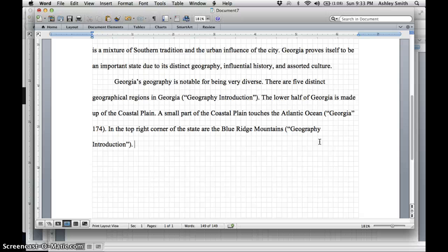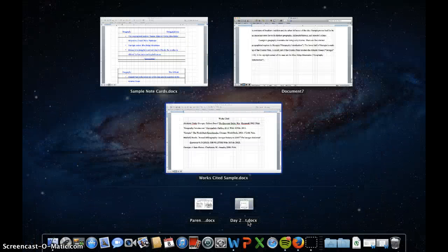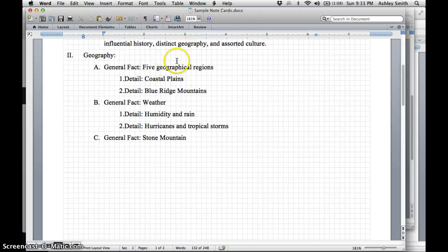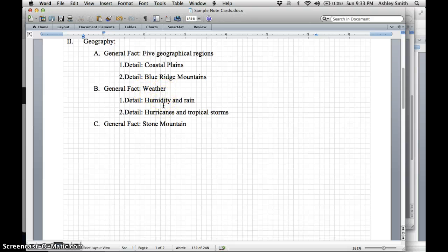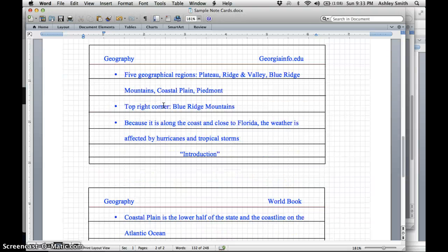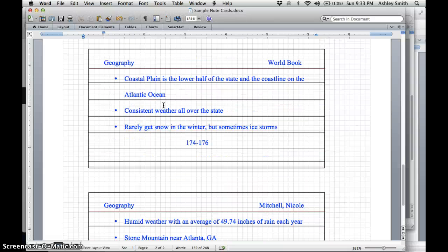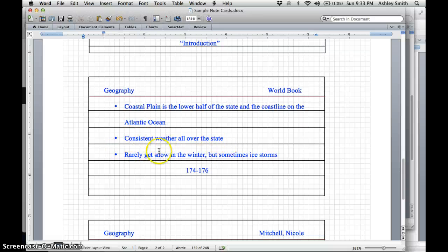Next, let's see what I want to start. I've talked a little bit about the regions in Georgia, so now I think I'm going to move on to talk about the weather, because remember in my outline, that's what I said I was going to do. I talked about the geographical regions, the coastal plains, and the Blue Ridge Mountains. Now I'm going to move on to the weather. So let's see. Let's start with the consistent weather all over the state.